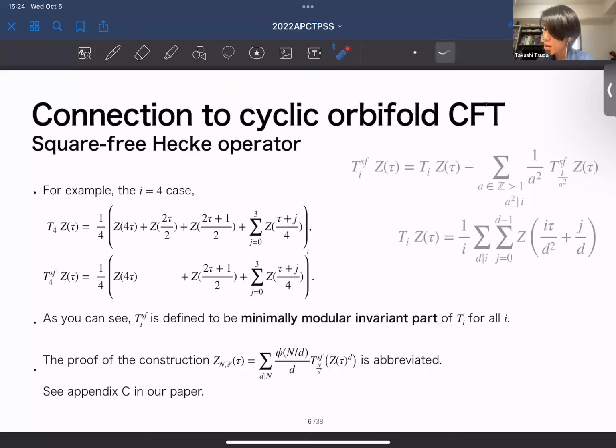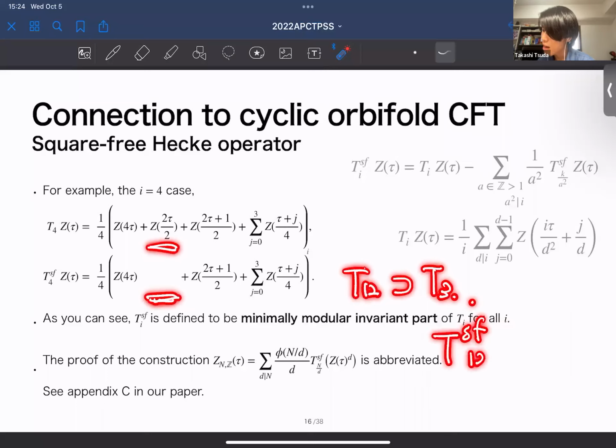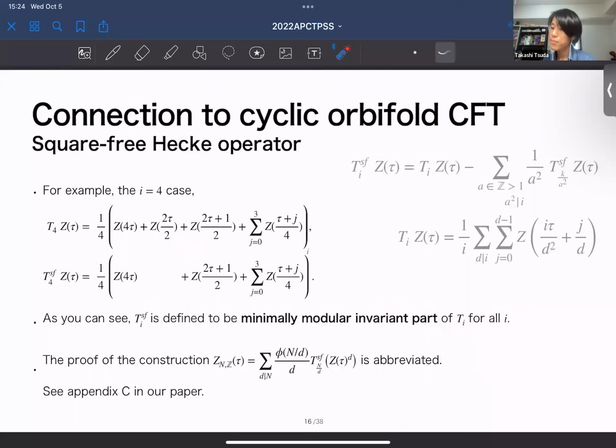For example, if we take T12, this includes, for example, a T3 like this, and we have to consider the square-free part of 12, and this is defined to be like this. And the proof of the construction of the cyclic orbifold CFT partition function is omitted in this seminar. See the detail in our paper.